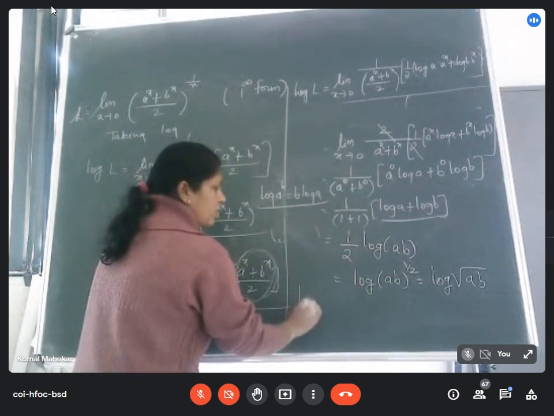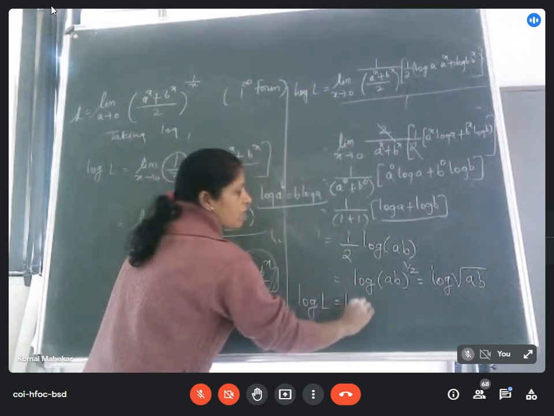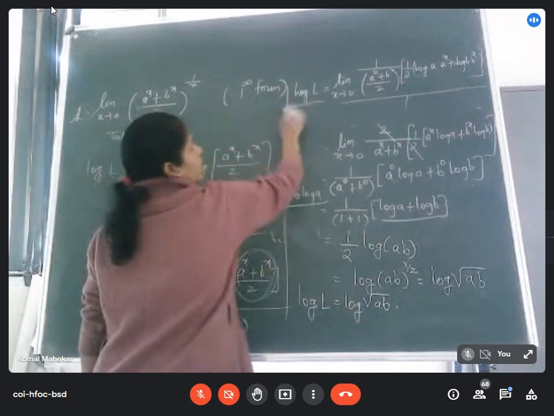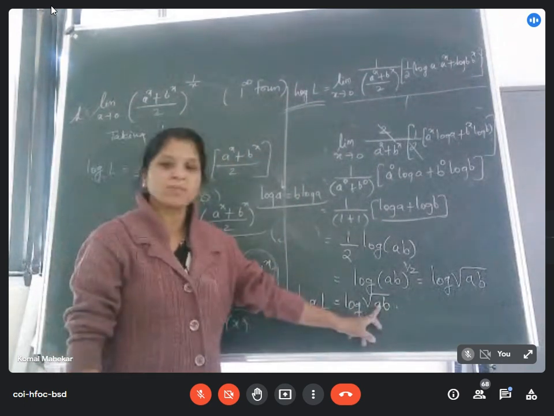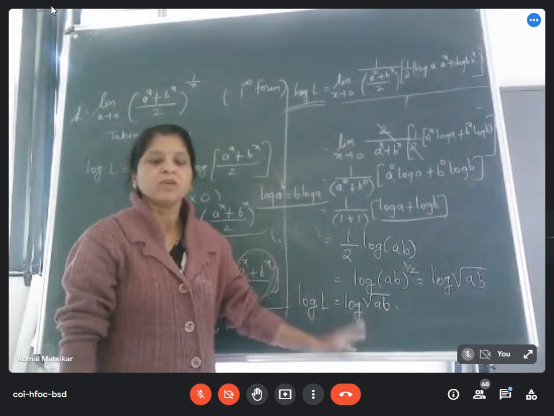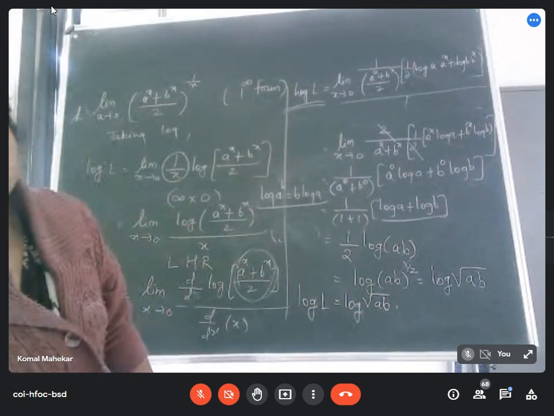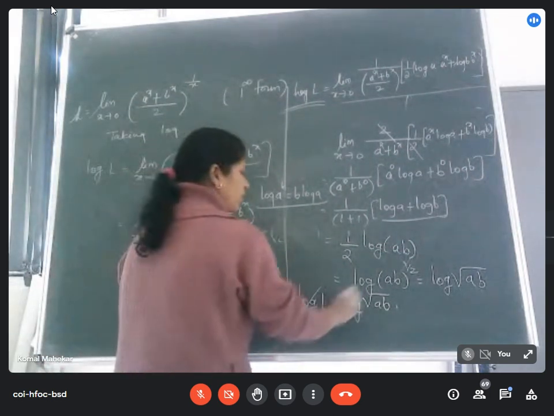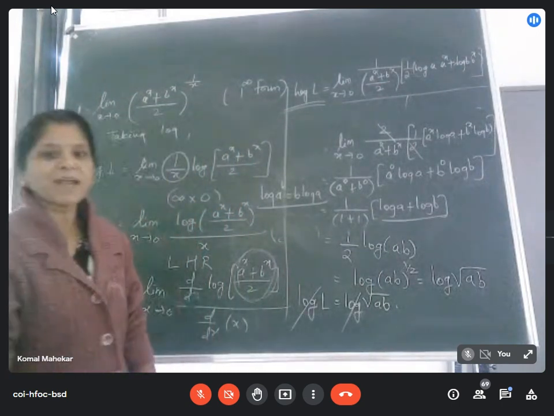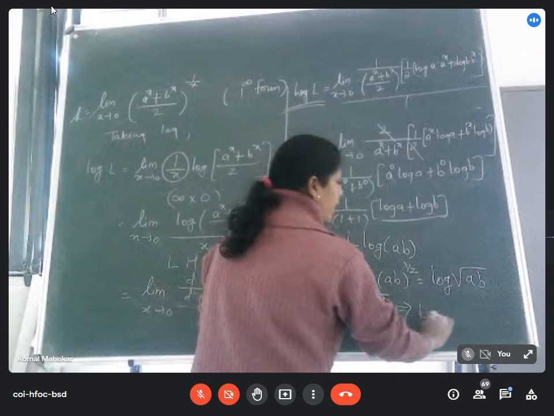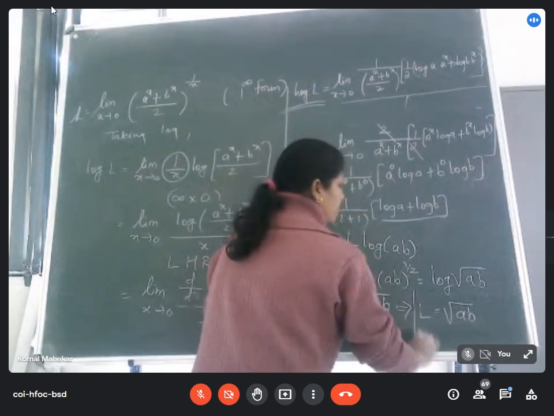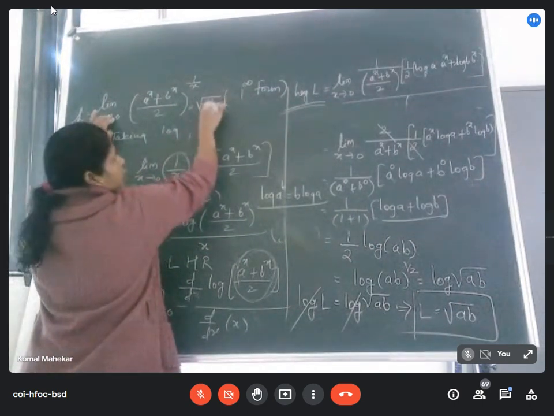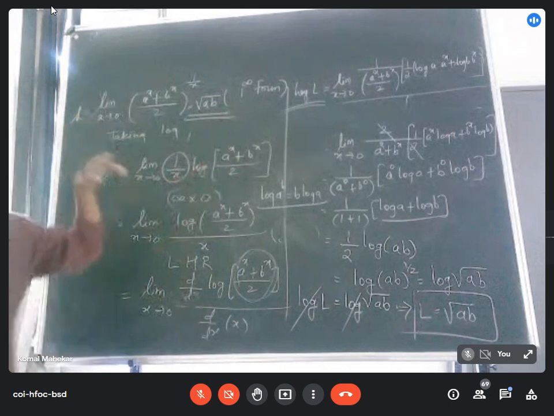But this is equal to what? Log of L is equal to log of root of ab. Okay. The left hand side is our log of L. So equate this with log of square root of ab. We will equate this with log of L. And see here, this log with log get cancelled from both sides. So we get L is equal to what? L is equal to square root of ab. So L is equal to square root of ab. This is the answer of this problem. Limit of this question is square root of ab.